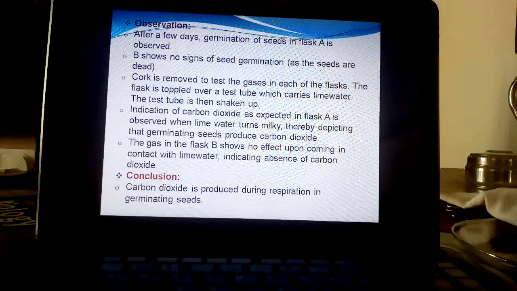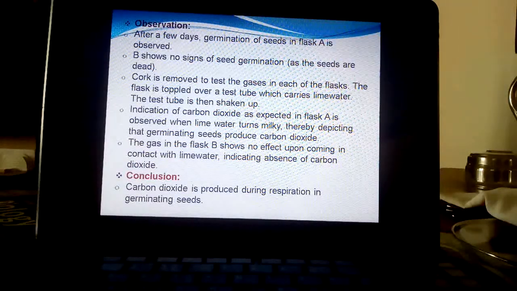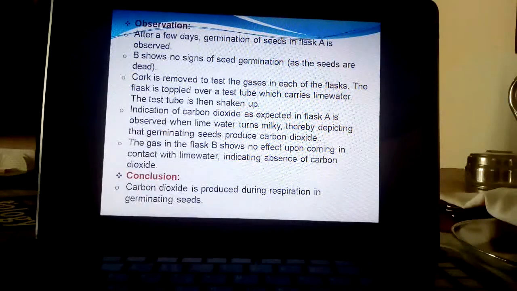Indication of carbon dioxide, as expected, in flask A is observed when the lime water turns milky, thereby showing that germinating seeds produce carbon dioxide. The gas in flask B shows no effect upon coming in contact with lime water, indicating absence of carbon dioxide. Is it clear?